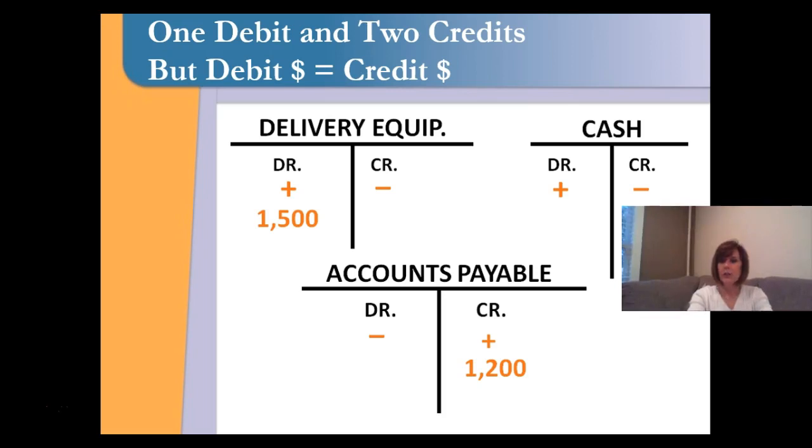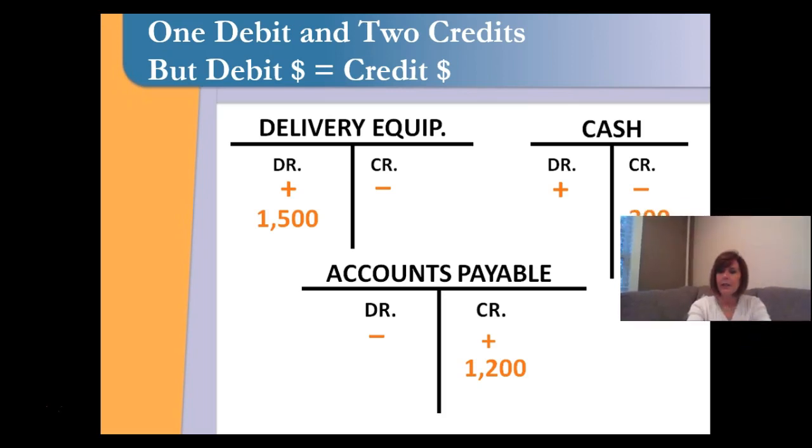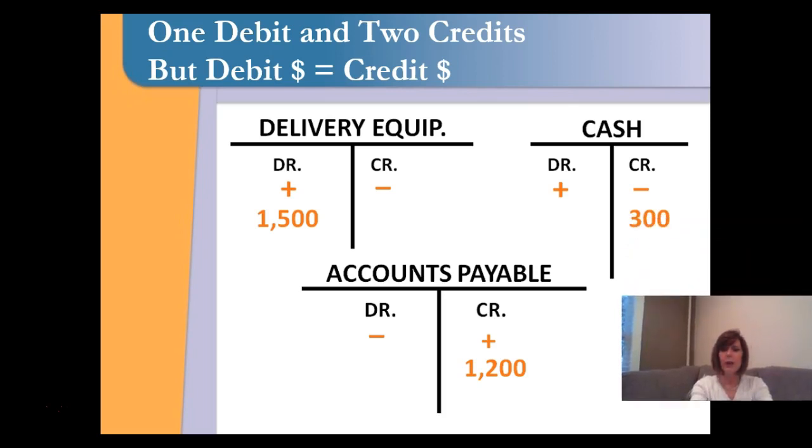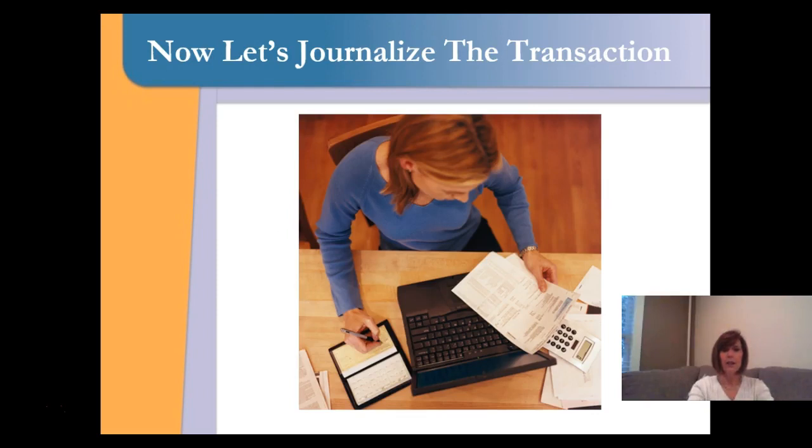And now we'll look at all of these together and see that, in fact, we've got one debit for $1,500 and two credits totaling $1,500. So we know that we are in balance. Now we're going to journalize these transactions.